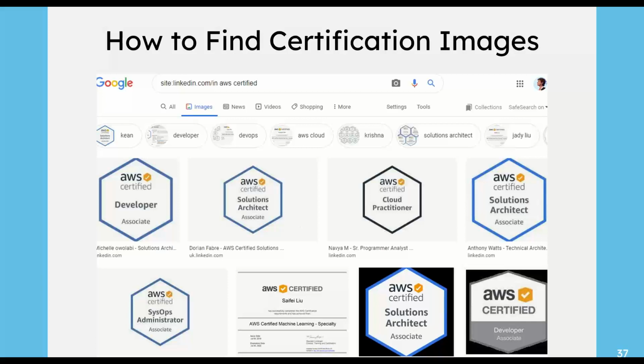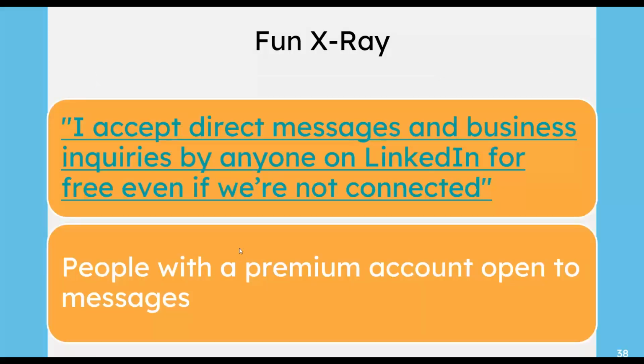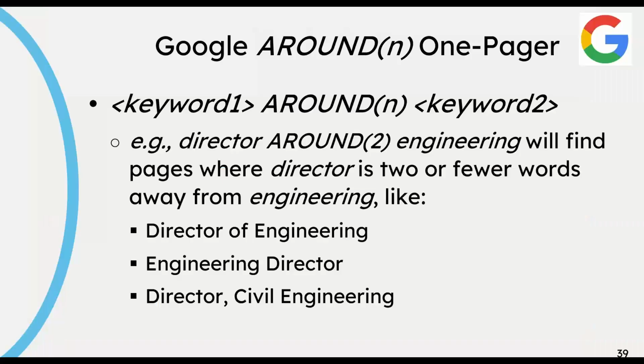We get these as well, right? So we can find these images and then go back and reverse search them. Another fun X-ray idea, just for funsies: find people who have this phrase on their profile. There's actually more than you'd think. "I accept direct messages and business inquiries by anyone on LinkedIn for free, even if we're not connected." All those people who use open profile messaging so that anyone can message them are found that way.